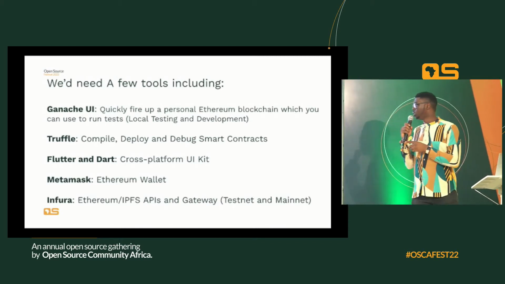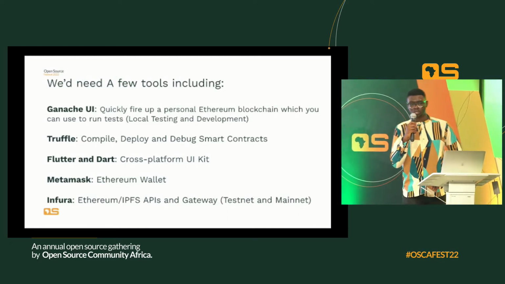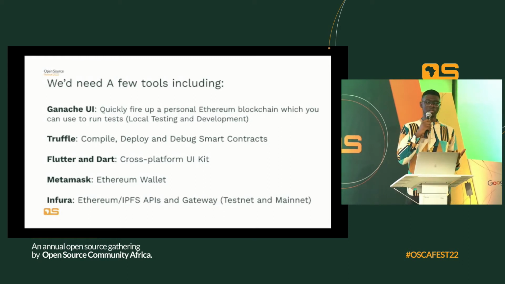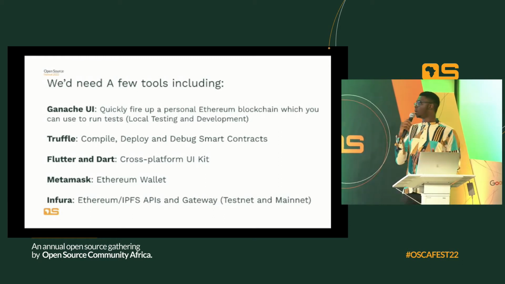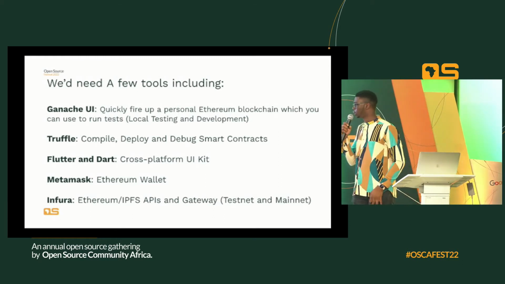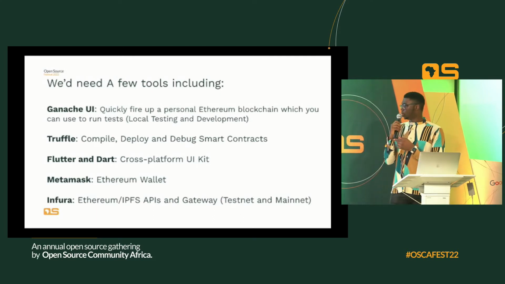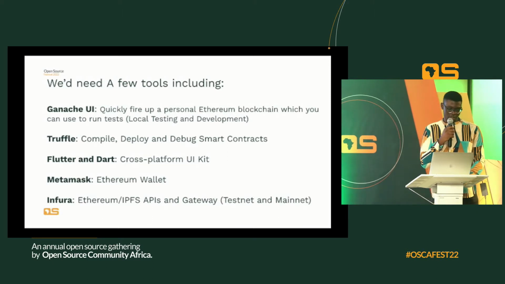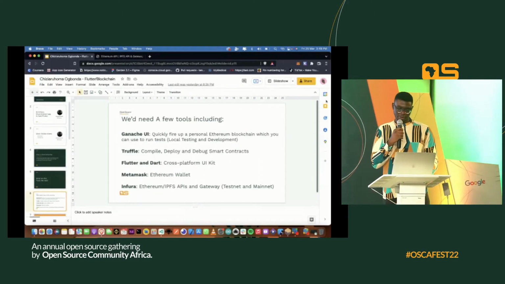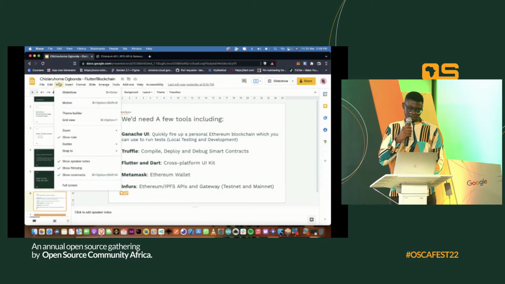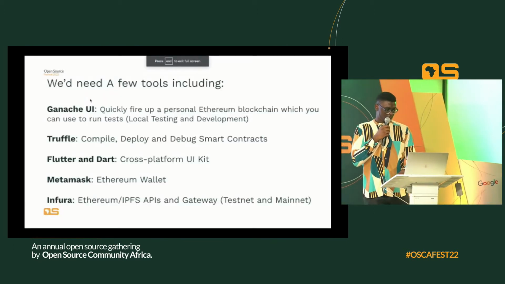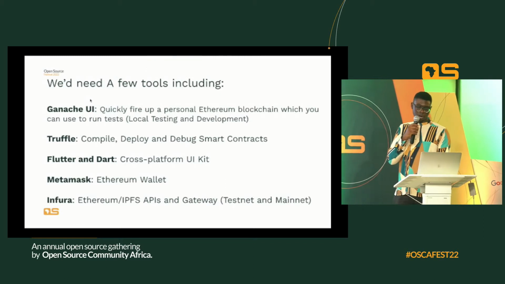This is the UI bit. Flutter would be the user-facing part that is going to interact with the Ethereum blockchain on the back end. Then we're going to be using MetaMask as the user's wallet. MetaMask is a very simple Ethereum wallet. The last one we're going to be using is Infura.